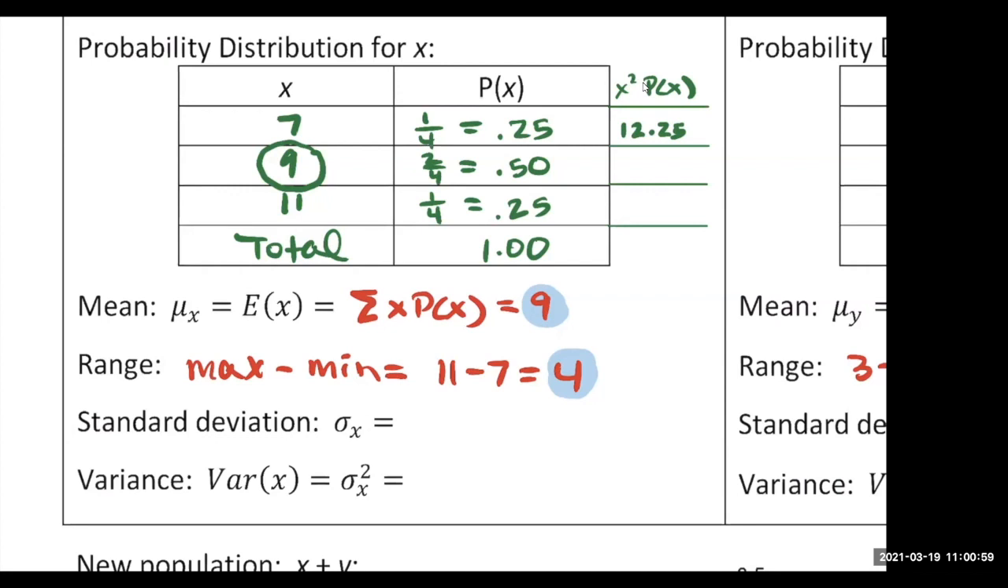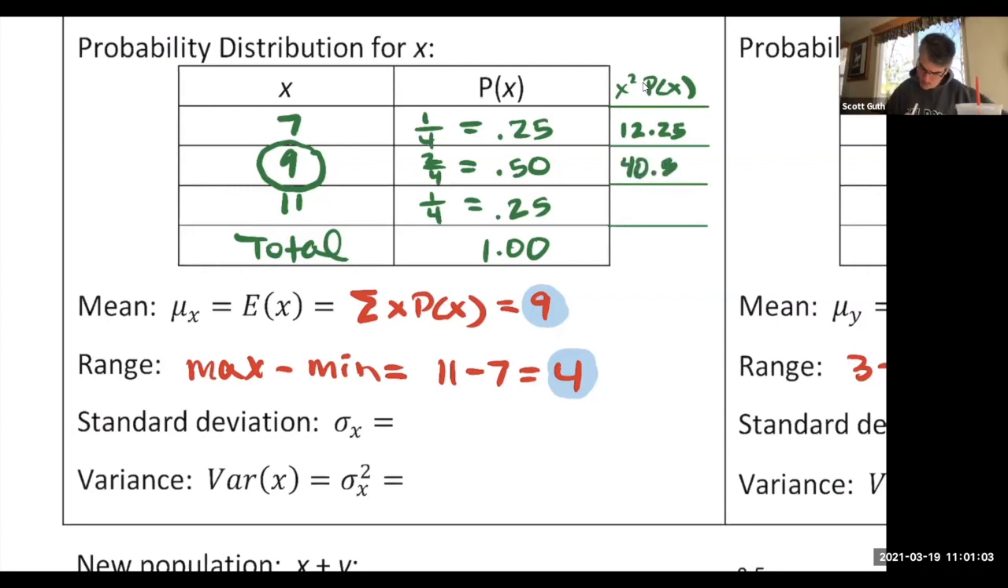$40.5. Right. And then 11 squared is 121. So 121 times 0.25 is 30.25. So these are going to add up to what? We're going to add them up: 12.25 plus 40.5 plus 30.25. So those add up to 83 even.